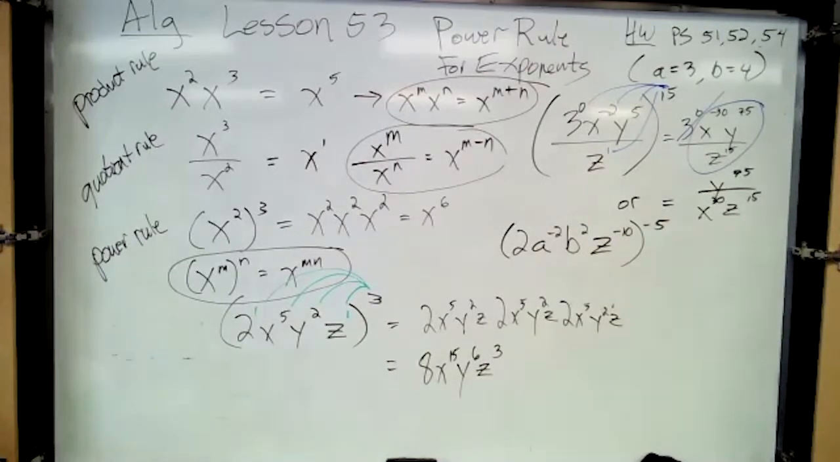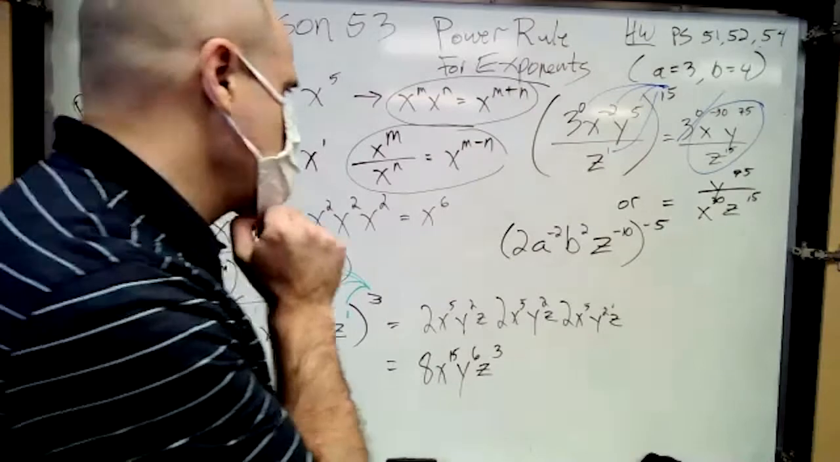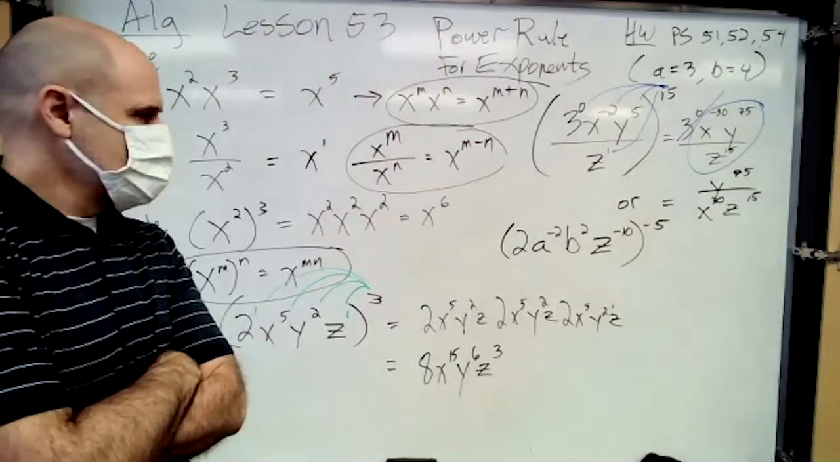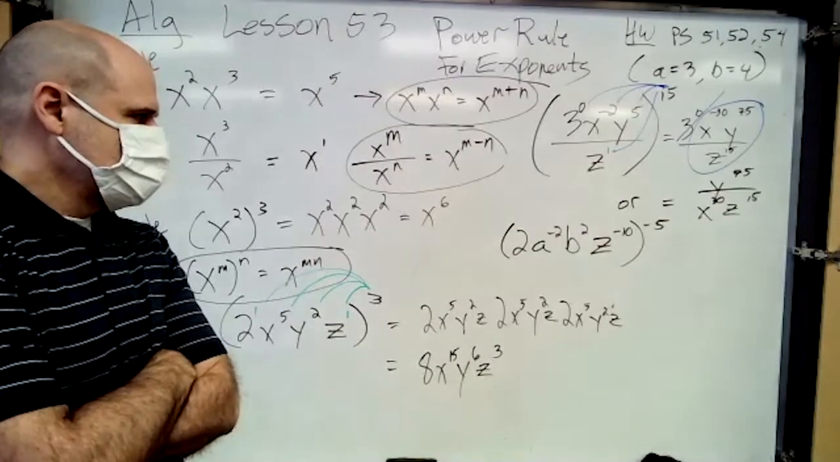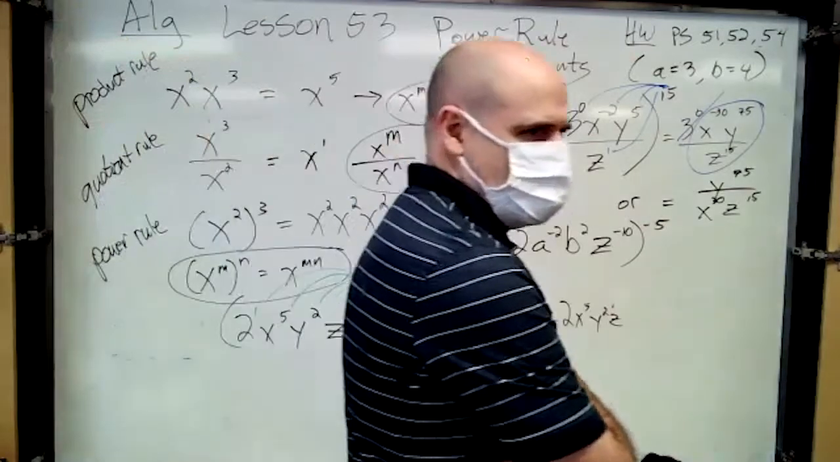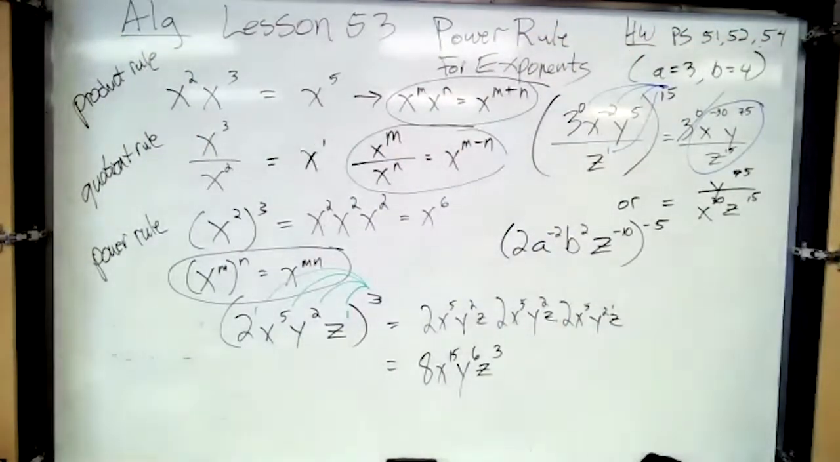Did you already get it? I'm done. All right, Nathan, what'd you get? I got 32 a to the 10, b to the negative 10, z to the 50. All right, close, but not right. There's one little thing that you did wrong. Somebody get something different? I got negative 32. Okay, close, but that's wrong.